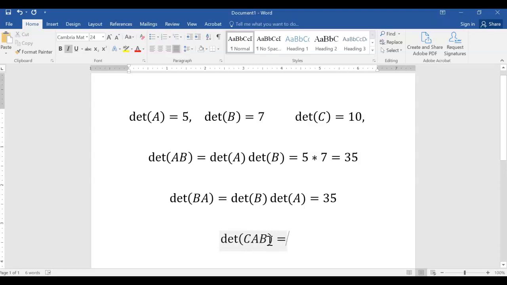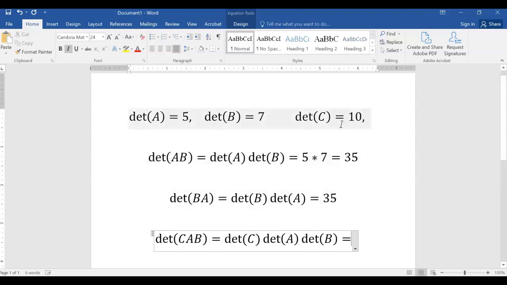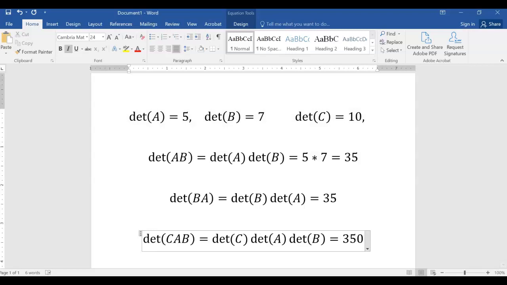Now this can be done over 3 matrices as well, or 4 matrices, or however many matrices we want. You could do determinant of C multiplied times the determinant of A multiplied times the determinant of B. All right, and when you take that, you go 10 times 5 times 7, you get 350. Okay, so there you go. So that's how we can use logic to find determinants of products of matrices.